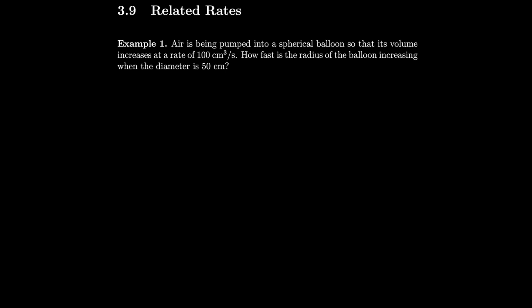So we are given one rate of change. We are given that the change in volume with respect to time, or dV/dt, the derivative of volume, is 100 cubic centimeters per second. We want to know a different rate. We want to find the rate of change of the radius with respect to time, dr/dt. We don't know what this is, but we want to find out what it is when the radius is 25.